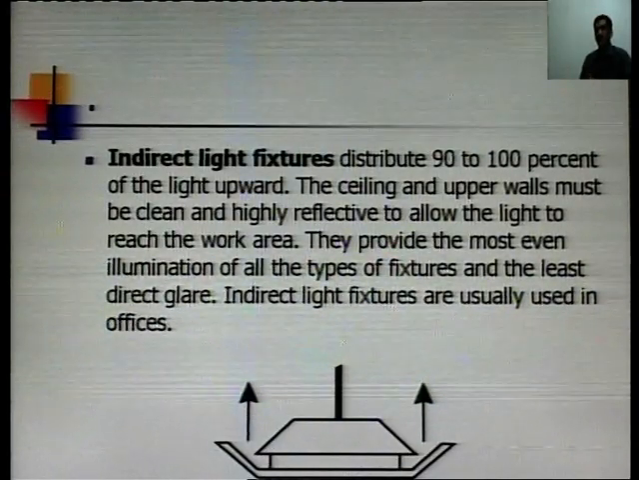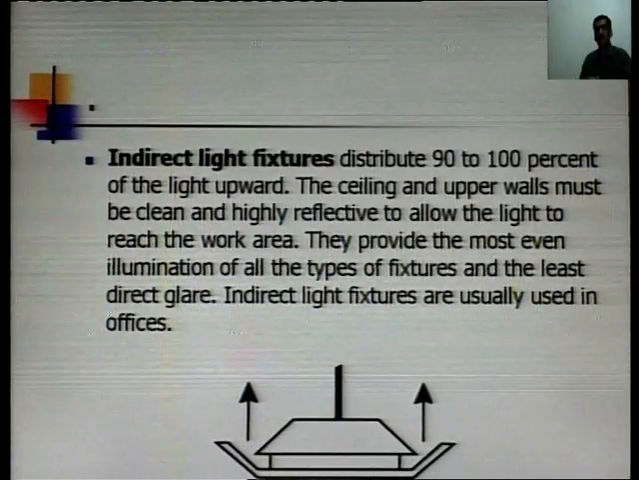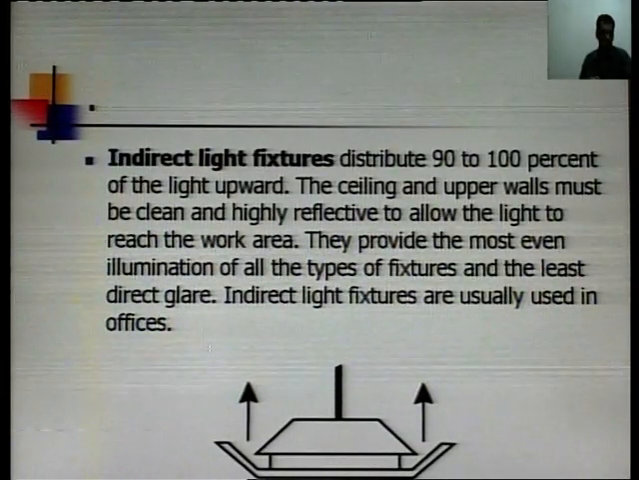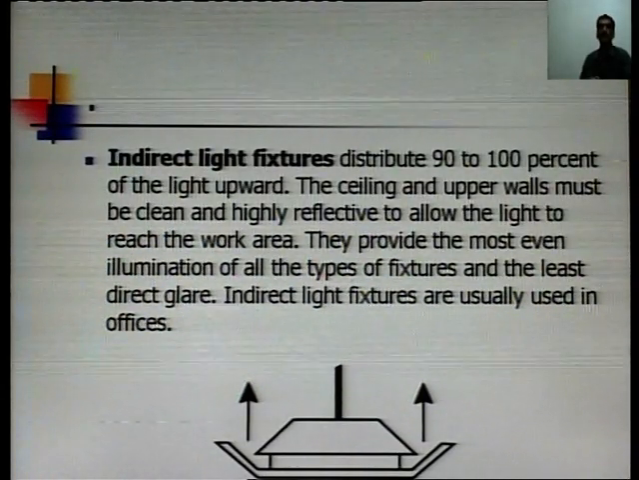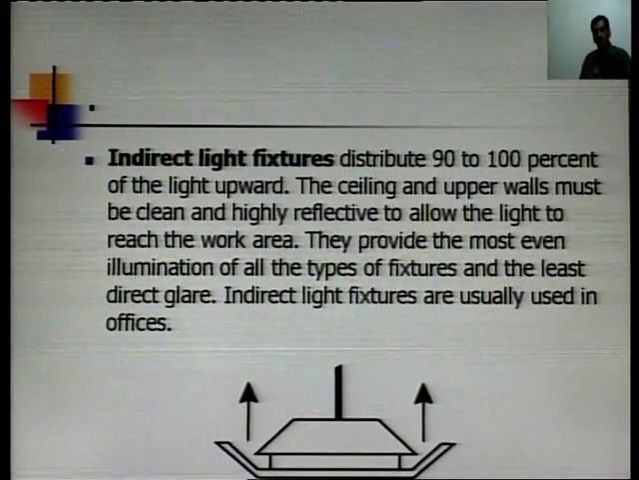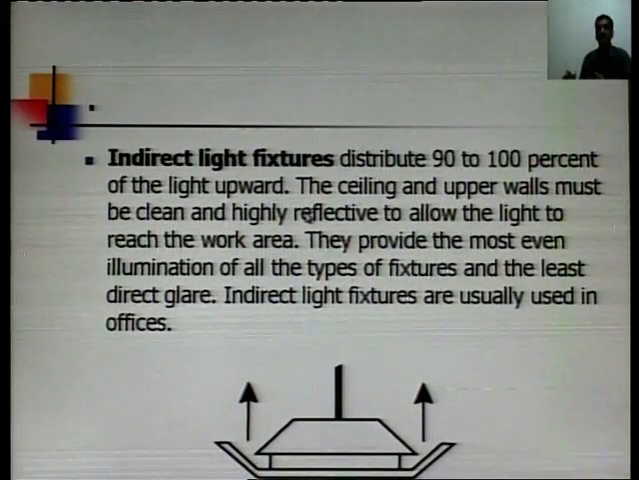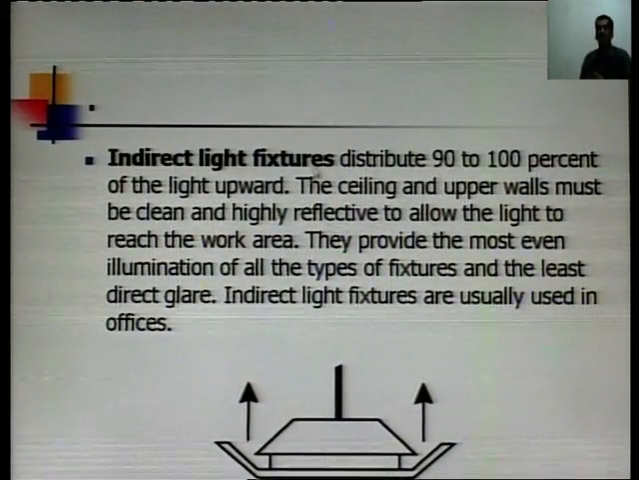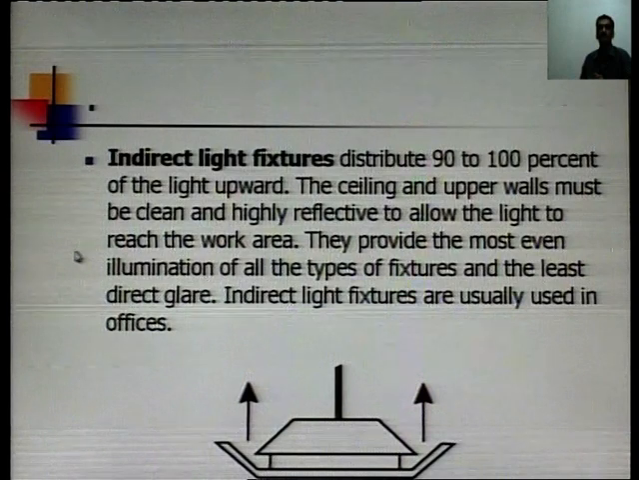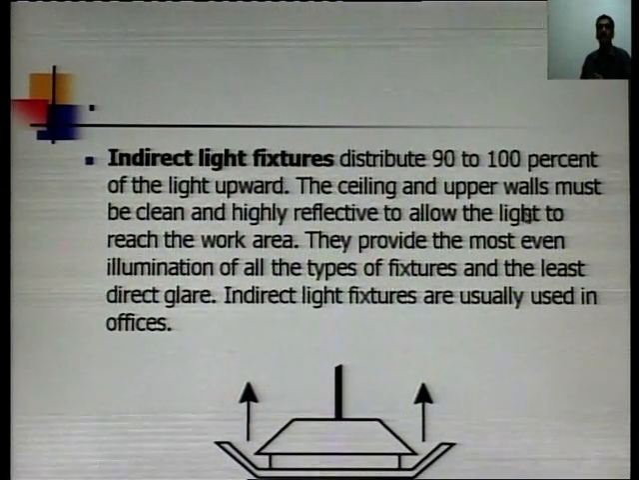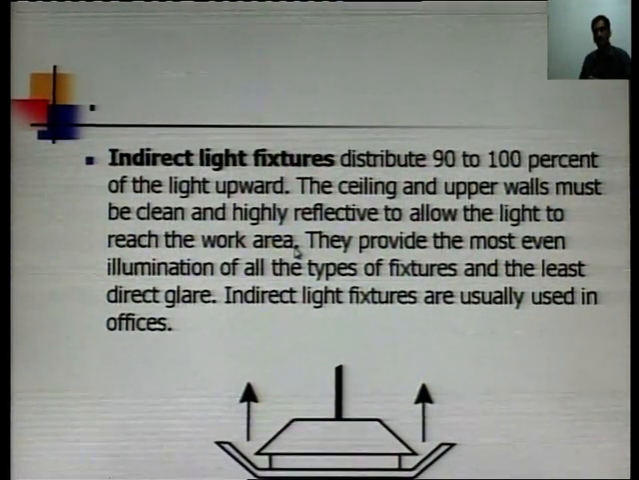Then another option is indirect light fixtures. What are indirect light fixtures? Indirect light fixtures distribute 90 to 100% of the light upwards. Here light won't be coming down, it will be reflecting back up. The ceiling and upper walls must be clean and highly reflective to allow the light to reach the work area.